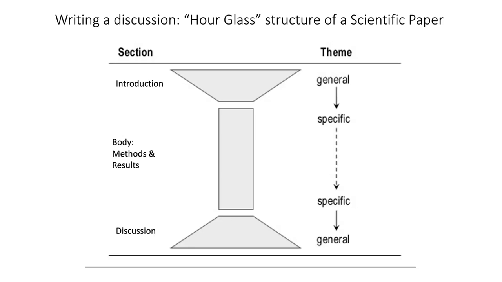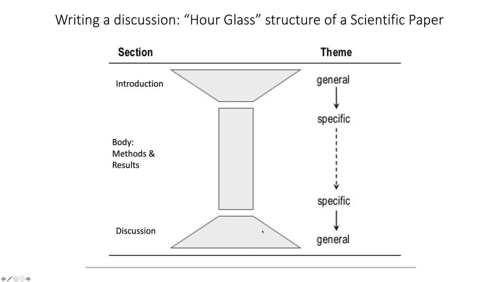Okay, so I want to talk a little bit more in general about how to write a discussion section. Typically, a scientific paper takes on an hourglass format. Sometimes it's called a martini glass. You can see that it starts with the introduction, which has a very general, broad theme, boiling down to a very specific question that you're asking. Then you have the neck of the martini or hourglass that includes the methods and results that are very specific to your study and what you found.